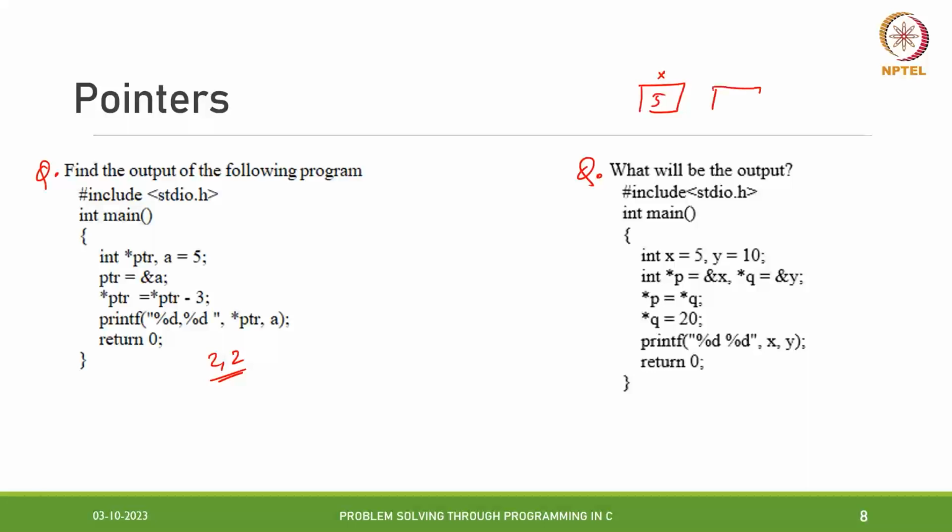Right. So we have x and y. Now we have p and q. Okay. So this is how it has been defined. Now I am saying that star p is equal to star q. What is star q? 10. Right. So this value got changed to 10. Now next I am saying star q equals 20. That means this value got changed to 20. So that means x and y values are now 10 and 20. So 10 comma 20. This is what your answer will be.